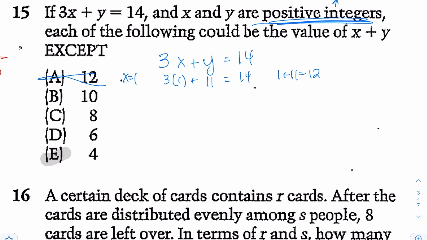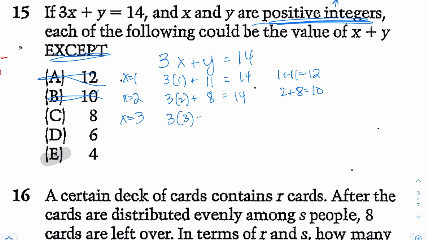That eliminates choice A. Then you try the next one. If x is equal to the next number, which is 2, 3 times 2 is 6. 6 plus 8 has to be 14. So you'll have 2 plus 8 for x and y, and that's equal to 10. So choice B is wrong again. You're looking for one exception. All right, next up, you have x is equal to 3. 3 times 3 is equal to 9. 9 plus 5 is equal to 14. So x is 3, y is 5. 3 plus 5 is 8. That's choice C. You eliminate that.